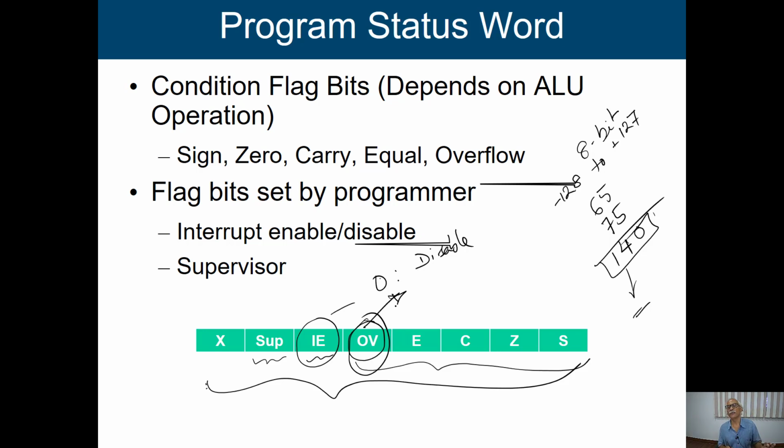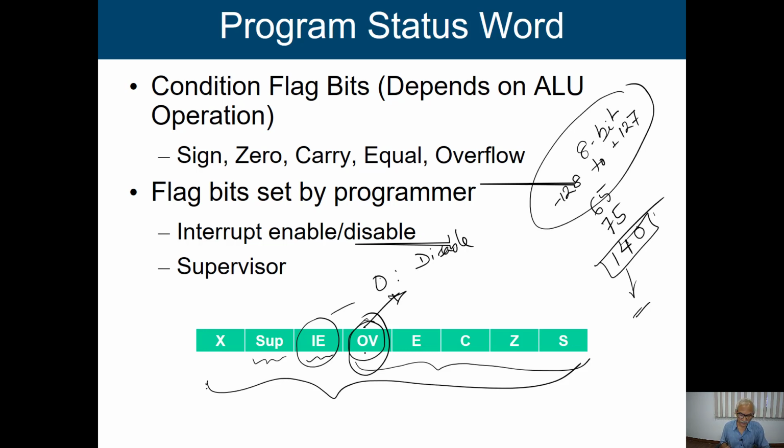And by looking at the overflow bit, we can now say whether the result should be accepted or not accepted. Because whatever the processor gives me, if I accept it, then in the next calculation I am going to get a wrong result. Though my expected result is 140, due to my representation of numbers we are going to get a wrong result. So to indicate it, we have this particular overflow flag.